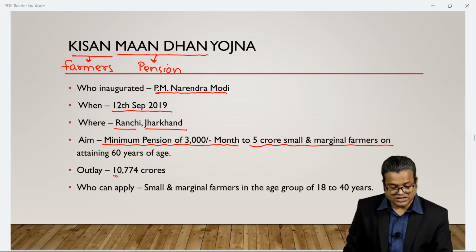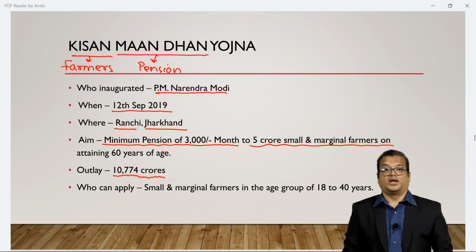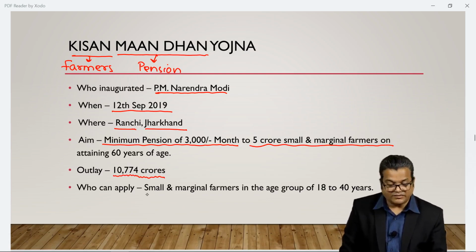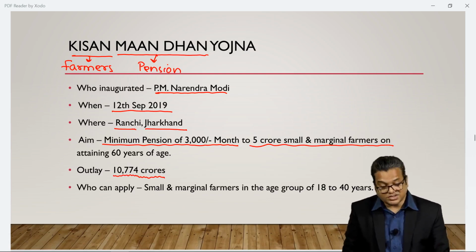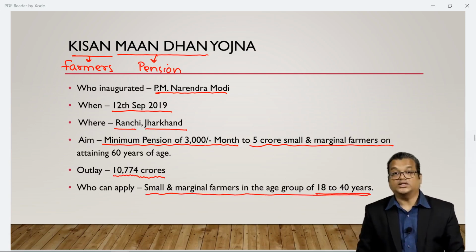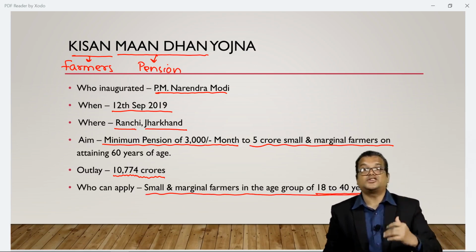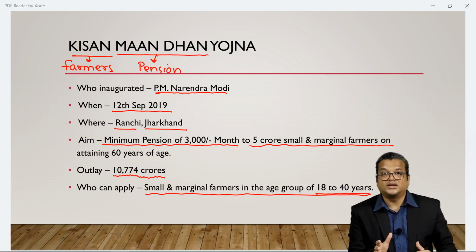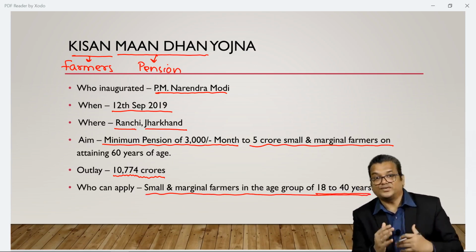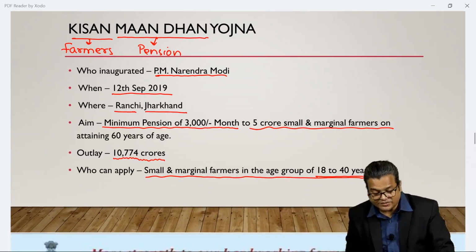Expected outlay is 10,774 crores. And who can apply? Obviously, when the scheme is for small and marginal farmers, they will apply in the age group of what? 18 to 40. So it's an important scheme which can give some financial assistance to farmers after the age of 60. Okay, so let's see the announcement which has come from the government.